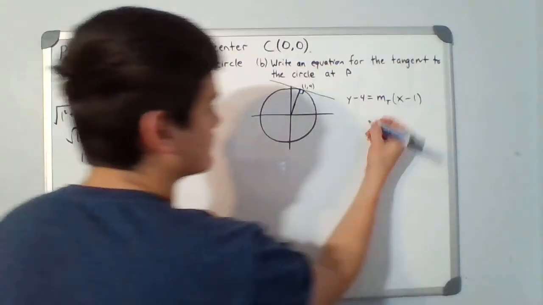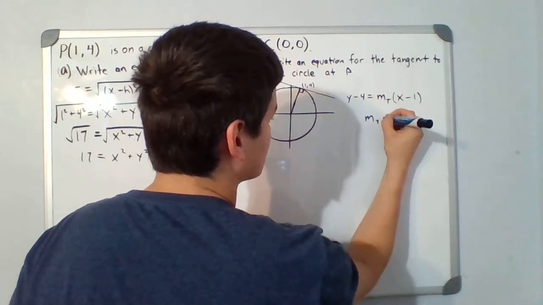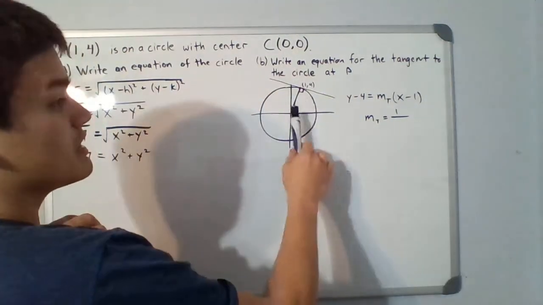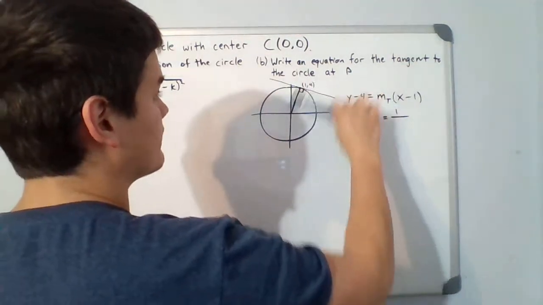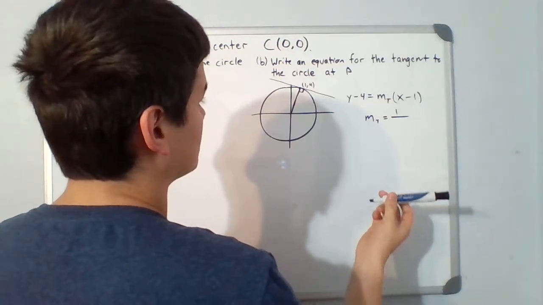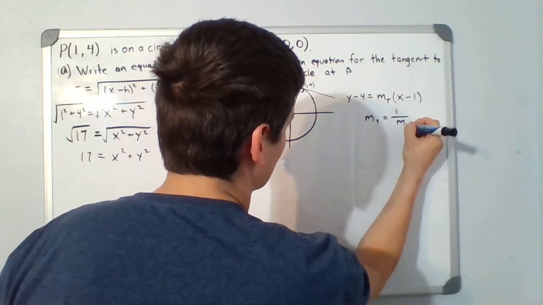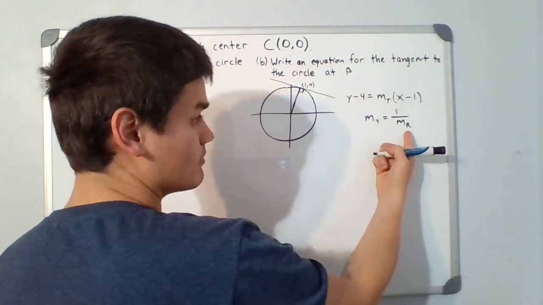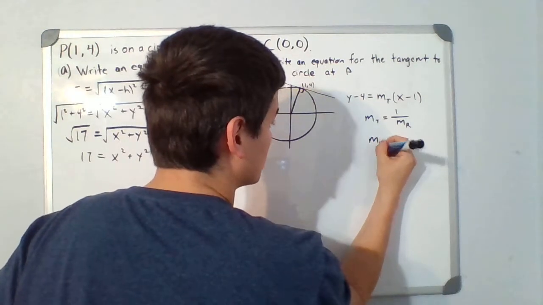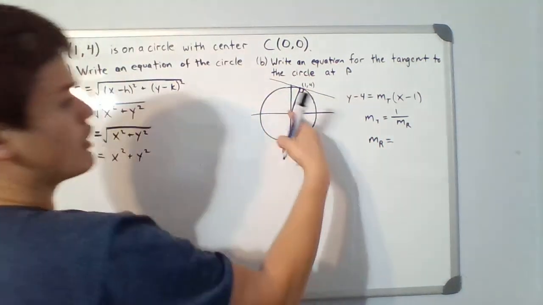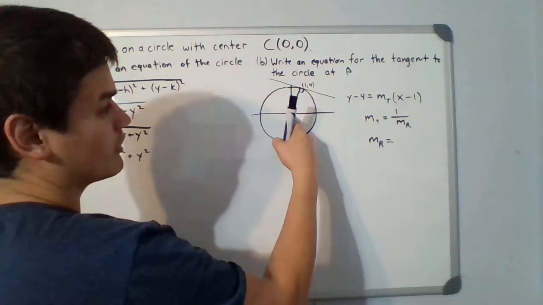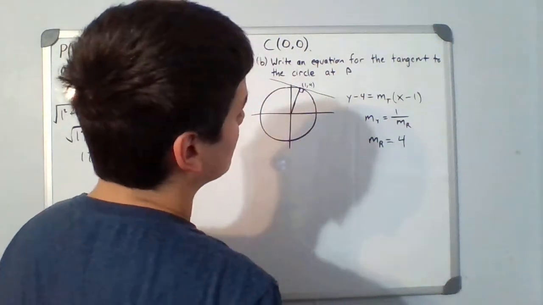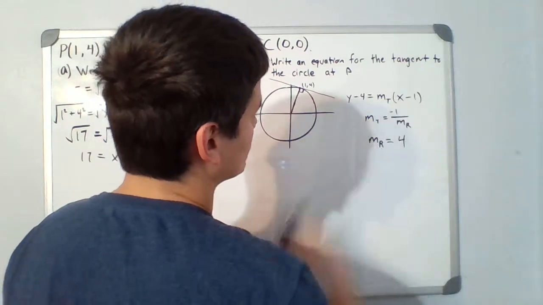And I also know another piece of information. The slope of the tangent is equal to, since it's perpendicular, 1 divided by the slope of that radius line. And we'll call that m r. So let's see if I can determine what m r is, and then I can substitute it into that equation. So the slope of that radius line, m r, is 4, since it moves 4 up for every one that it moves over. I'm sorry, this is negative 1 over m r.